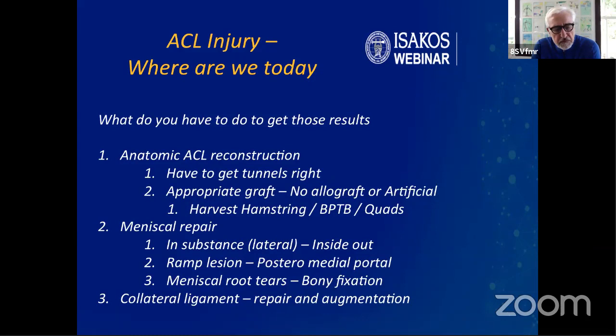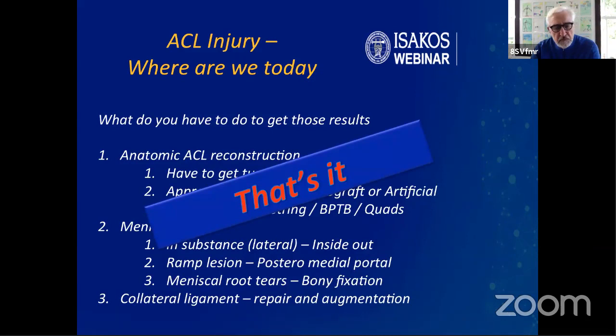You must be able to repair meniscal root tears, because I think this is part of ACL tears. You have to do this as part of treating the ACL. And you have to be able to either repair or augment the collateral ligaments. So if you can do this well, this is all you need to do, then you're going to get the results that I gave before. And that's it.